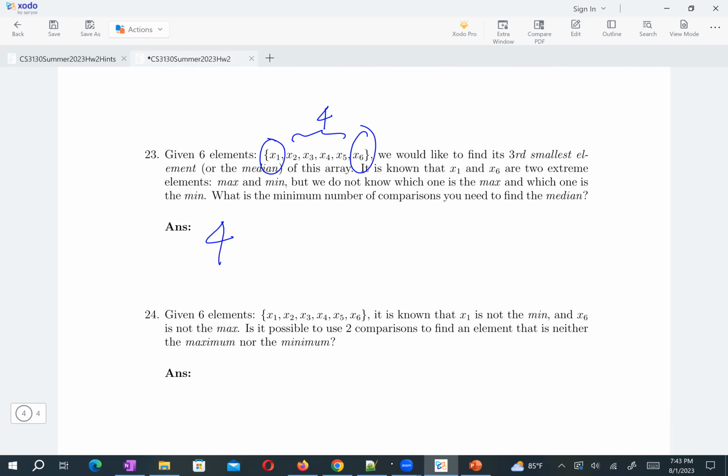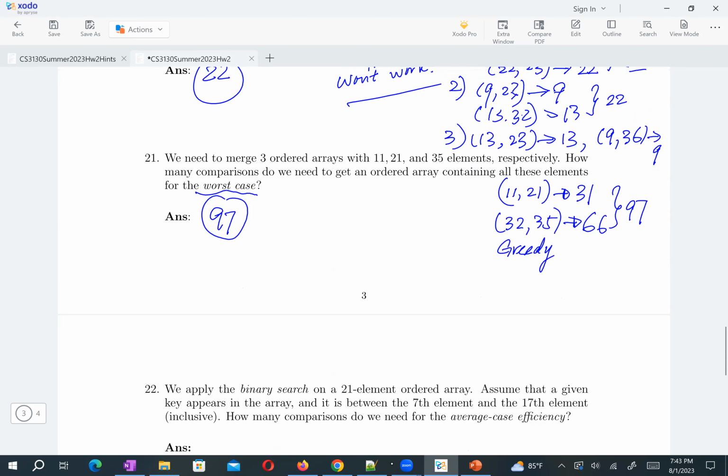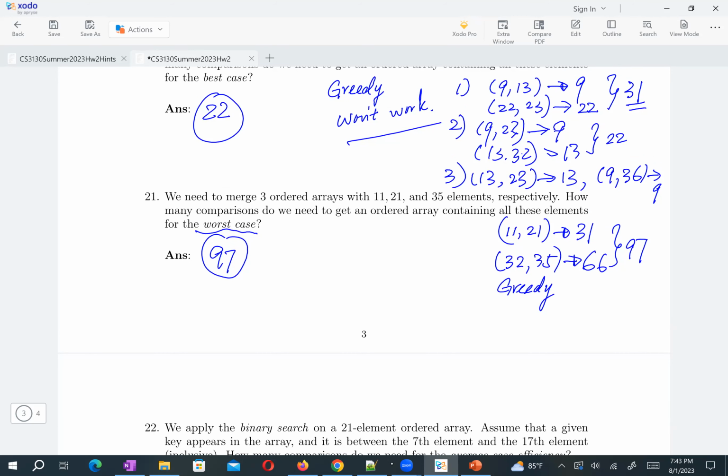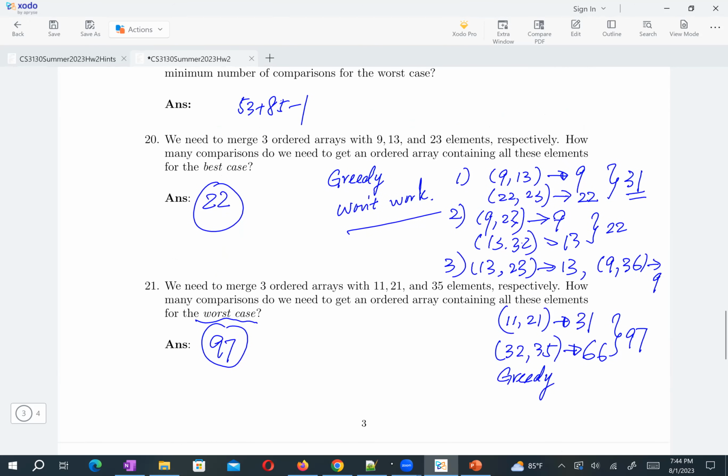Aren't we doing the worst case? Which question are we talking about? The merge question, we did it twice, 1 best case, 1 worst case. This 97 is the worst case, because we use the worst case formula, m plus n minus 1.